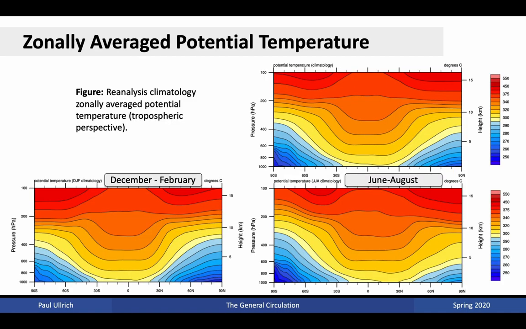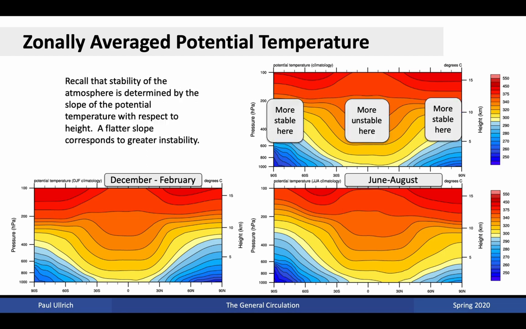If we look at zonally average potential temperature, as we had in the previous lecture, what we see is that in this equatorial band, we have very weak vertical gradients of potential temperature. This means, of course, that we have the greatest atmospheric instability occurring within this region. In fact, in the polar regions, we have much more stability because of the sharper gradients of potential temperature.